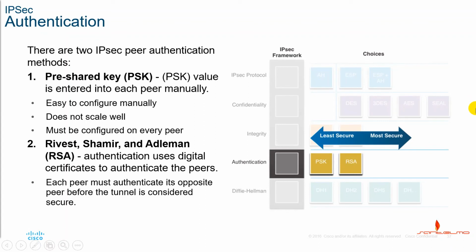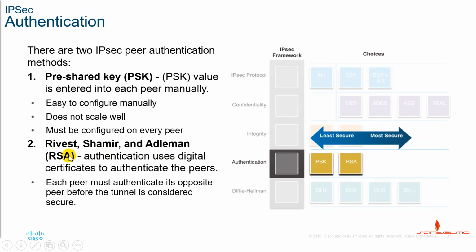Okay? Now, the figure here highlights the two peer authentication methods, which include the PSK and the RSA. PSK is less secure and RSA is of course more secure. Now PSK, or the pre-shared key, is combined with other information to form an authentication key. PSKs are easy to configure manually but do not scale well because each IPsec peer must be configured with a PSK for every other peer with which it communicates.